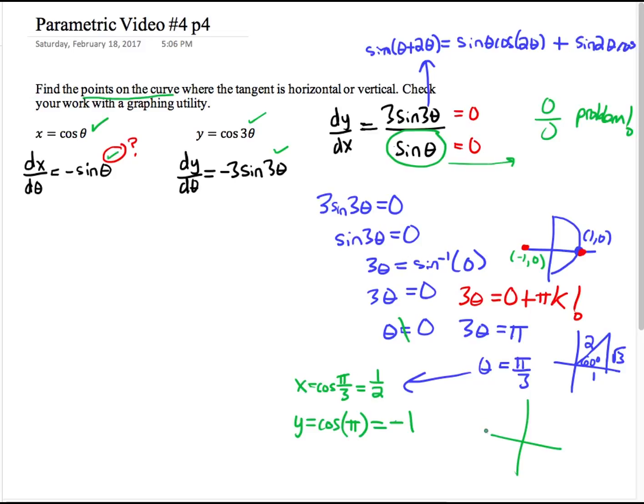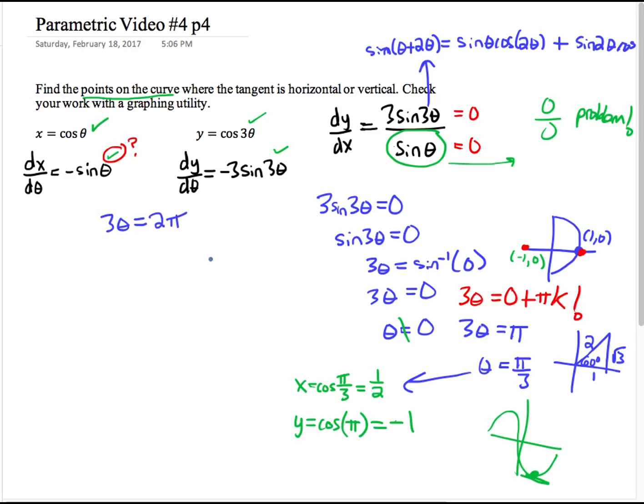That's that spot we saw. Do you remember it looked kind of like this? This spot is 1/2, -1. That's where we have a horizontal tangent line. Great. Okay, so now I'm going to think about another spot. So we have another one. 3 theta equals, so we did 0, we tried pi. Next spot would be 2 pi.